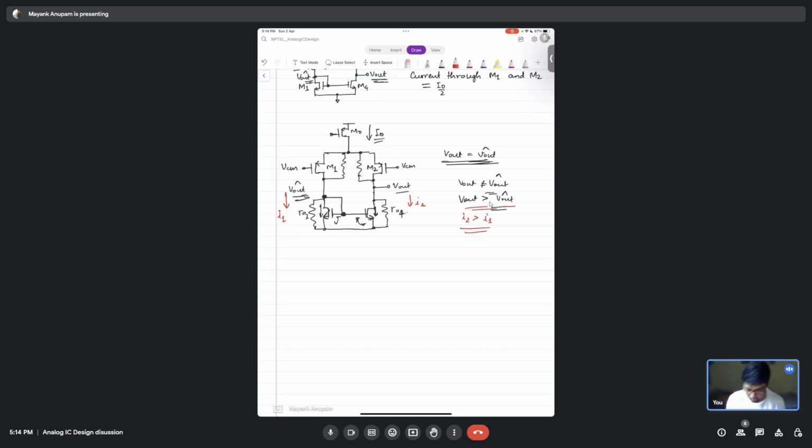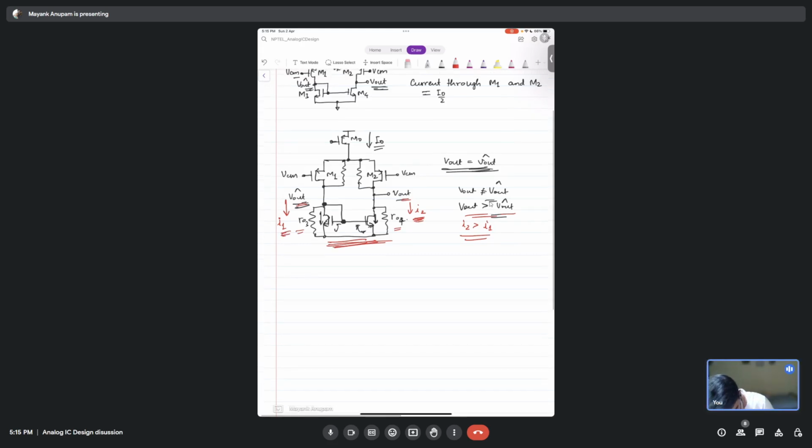It should be because of this NMOS, right? We know that. This is simple, this is channel length modulation. So with RO4 and RO3, if V out is greater than V out hat, then I2 will be greater than I1, right? Due to this condition that I have enforced on the NMOS, correct? Now, if I2 is greater than I1, and V out is greater than V out hat, correct?